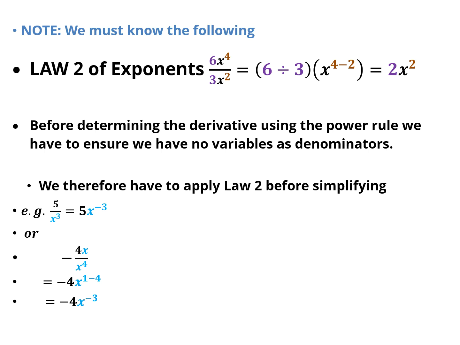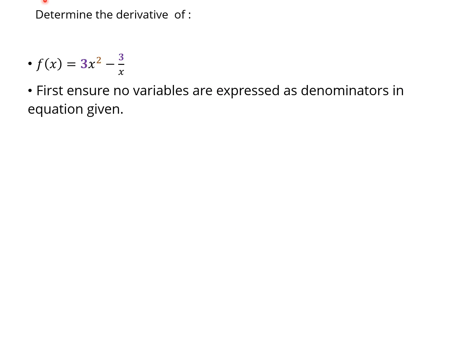So let's look at some problems. Determine the derivative of f of x equals 3x squared minus 3 over x. Now these are examples, but I've taken them all from past papers. So there's 3x squared minus 3 over x. First, we have to ensure no variables are expressed as denominators in the equation. So how do I get rid of this x?